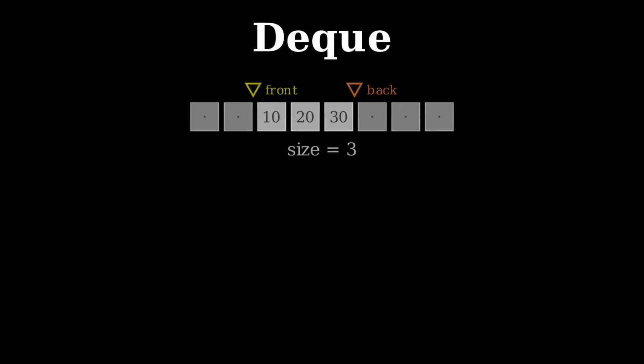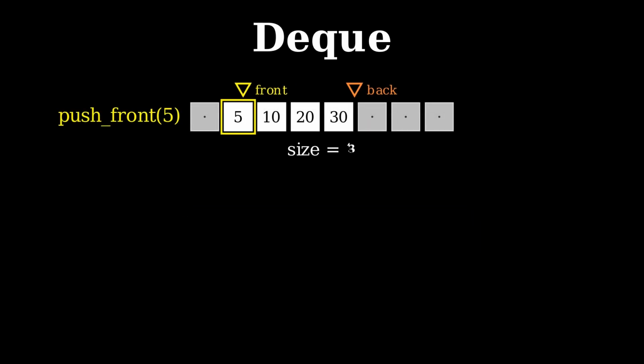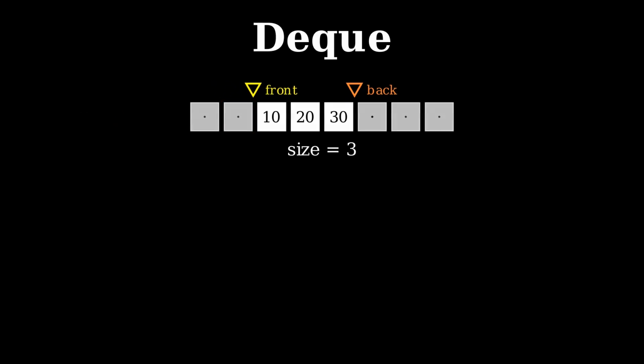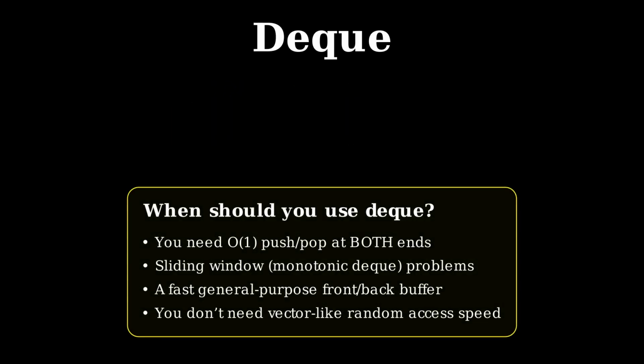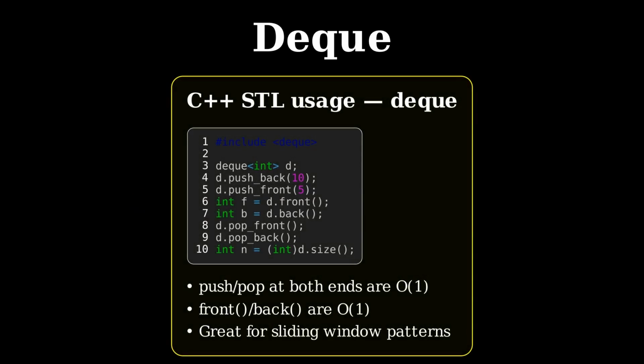Moving on to the next, a deque or a double-ended queue is more flexible. It allows insertion and deletion from both the front and the back. Because of this flexibility, deques are useful in problems that need both stack-like and queue-like behavior. In C++, we first define the deque. We can push from either side simply by specifying which side we want to add our element to. We can also access the front and the end similar to queues as well as the size of our deque.